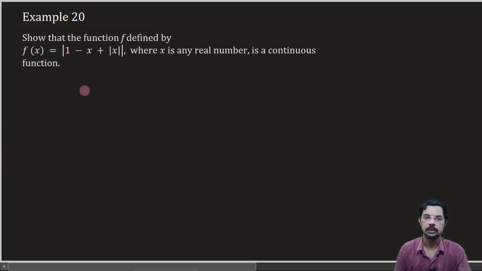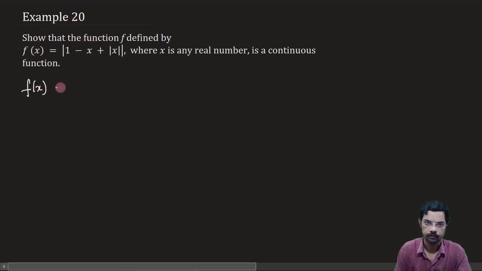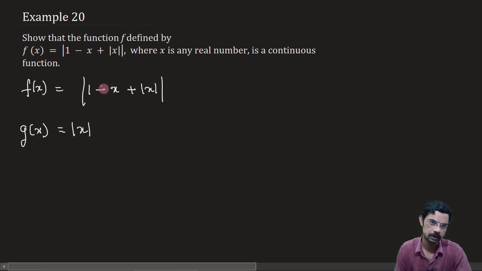Next example is example 20. Here we have another function, f of x, given as modulus of 1 minus x plus modulus of x, the whole modulus. Let me take the outer function, the modulus, as g of x equal to modulus of x, and the inner function as h of x, where h of x is equal to 1 minus x plus modulus of x.